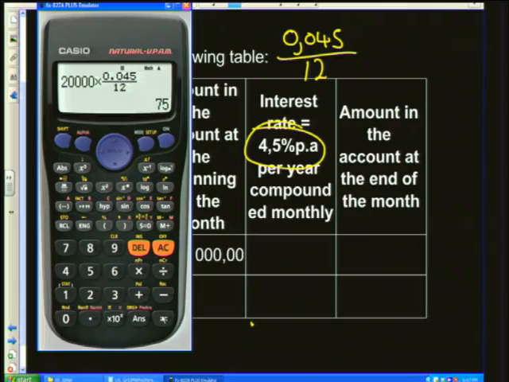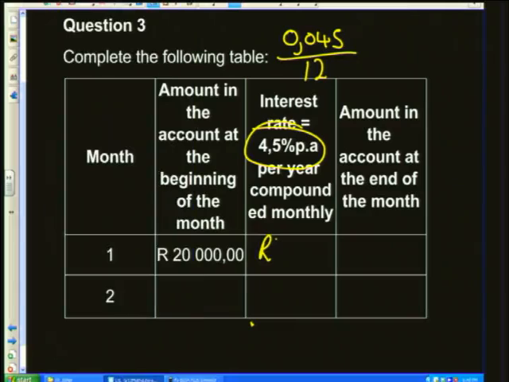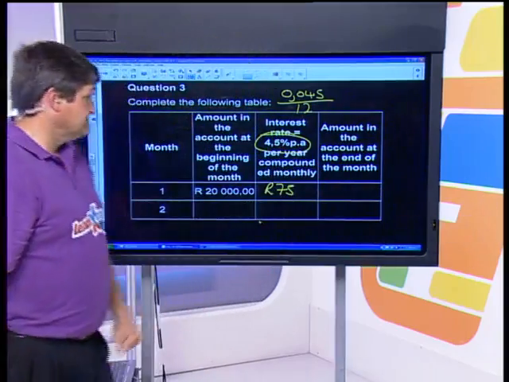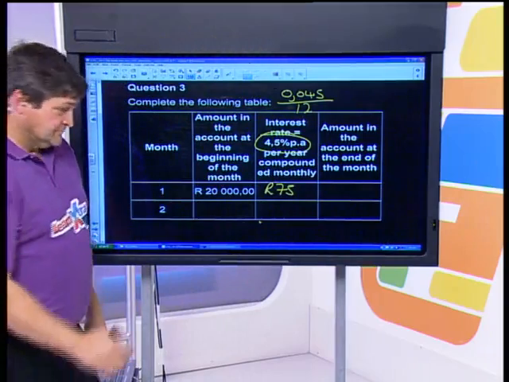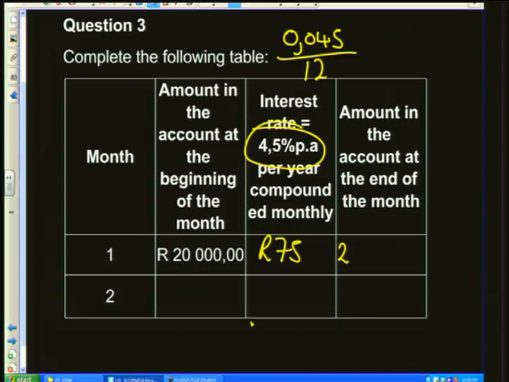Right. How much money do I get? 75 rand. So I've now got 75 rand. That's the interest I've got. How much, Carl, will I have at the end of my first month? 20,075 rand. Brilliant. Cool? So how much do I now have?